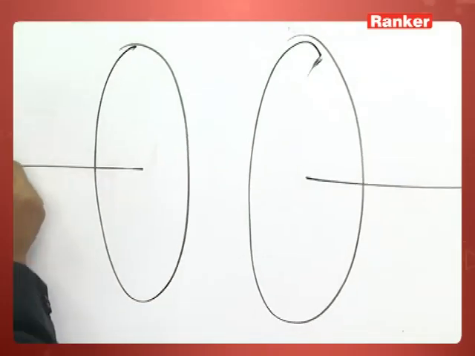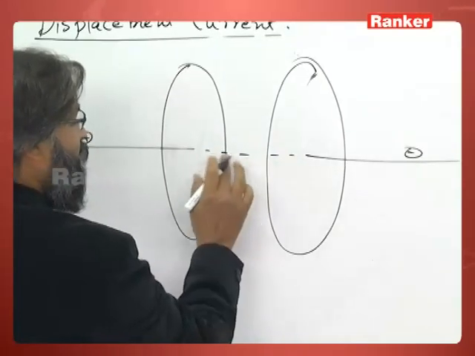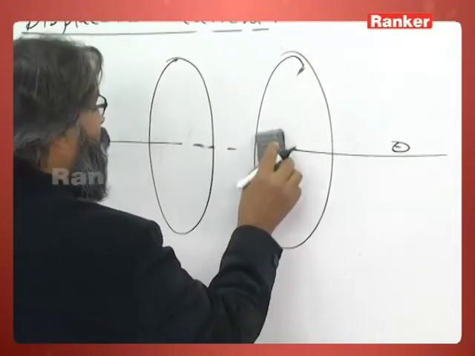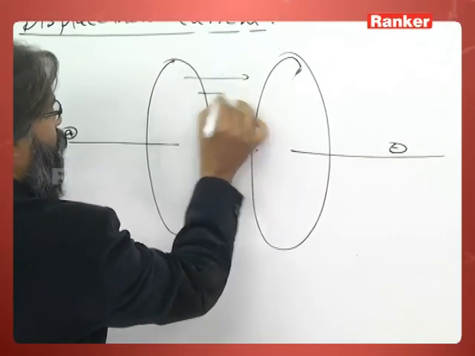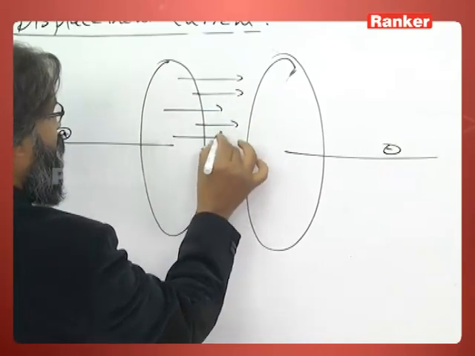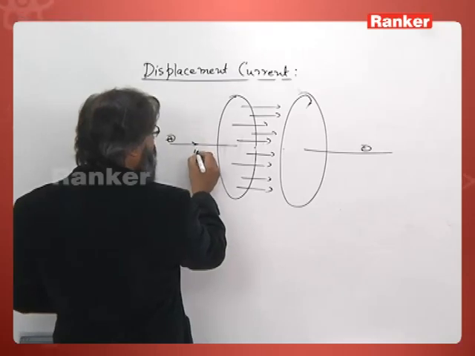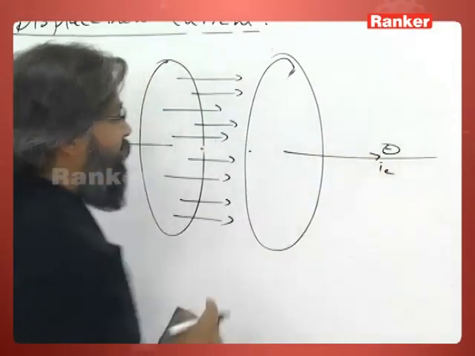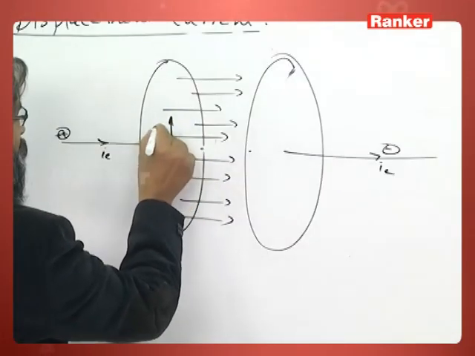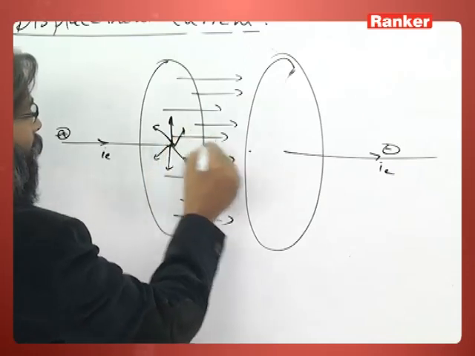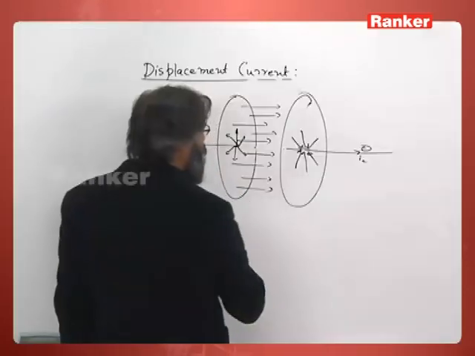So, this is your positive terminal and this is the negative terminal, and this is in between the plates. The field in between the plates is like this, and here there is a conduction current I_C. Now, there is also some radial current going in the capacitor plates. The capacitor is in the process of charging.